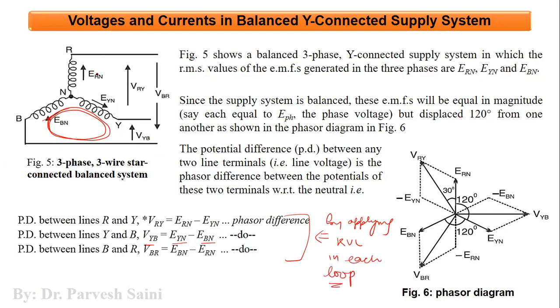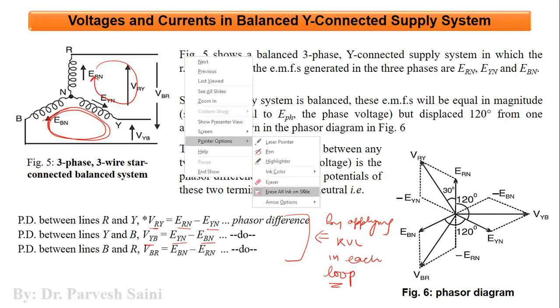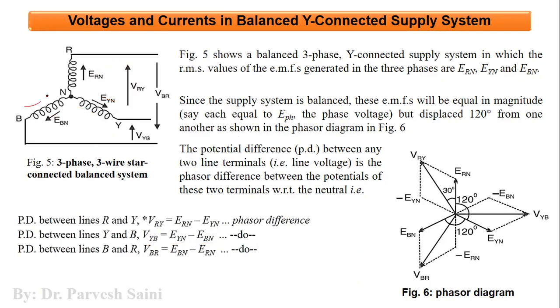So if you apply KVL in this way, you will find VRY is equal to this minus this. Similarly, when you apply KVL in the third loop, you will get VBR. This is the first loop, this is the second, and this is the third outer one. So VBR is equal to EBN minus ERN. You need to see these as three different loops. By applying KVL in each loop, you will get these three equations.